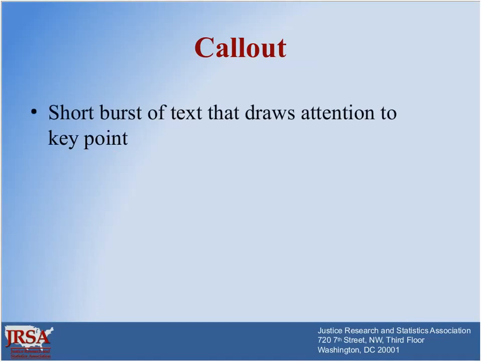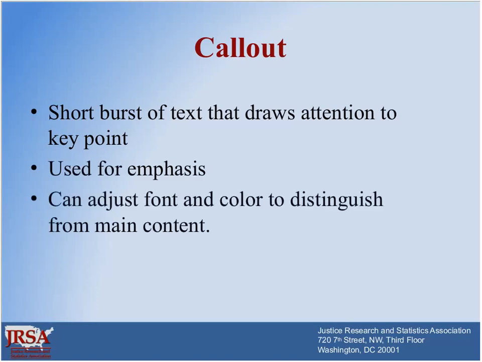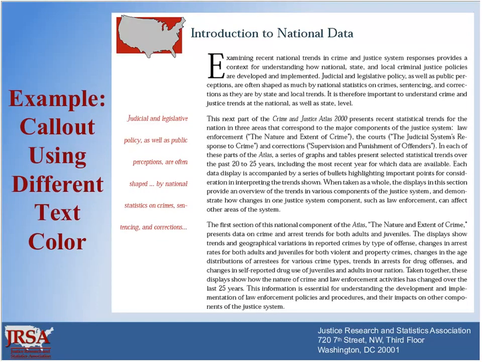Let's talk about call-outs. Call-outs are those short bursts of text that draw your attention to a key point in an article. They can be used for emphasis, and you can adjust the font size and or the color to distinguish them from the main content. Here's an example of JRSA literature that uses the United States national icon, as well as a call-out, which is set aside from the rest of the text and is used for emphasis, using a different text color.